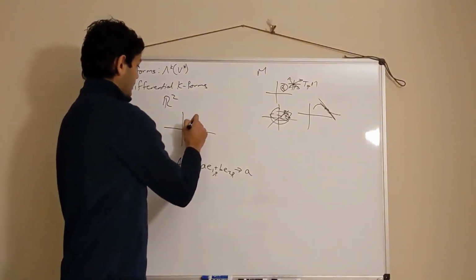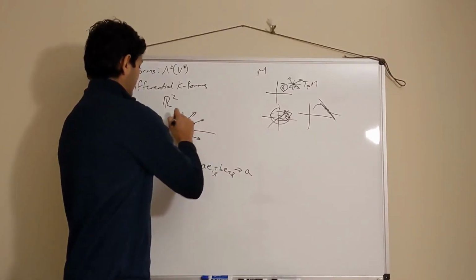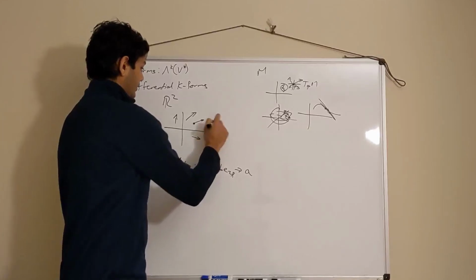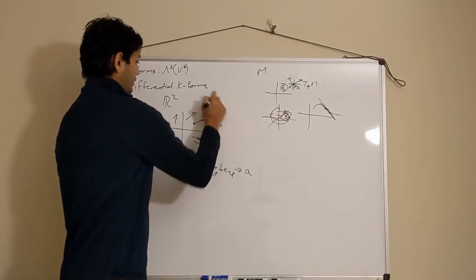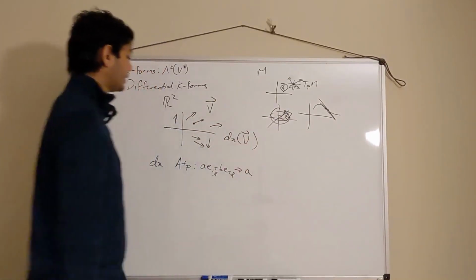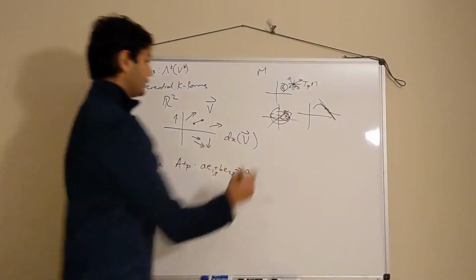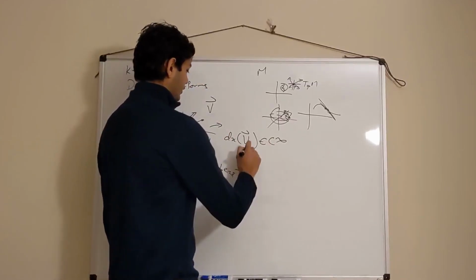So what this does is, if you have something that looks like that, like that, like that, some sort of a vector field along your space, then let's call this vector field V. We can evaluate dx at V. And what is this going to be? Well, this is going to be a function. So this is going to live inside C infinity. And let's call this function f.